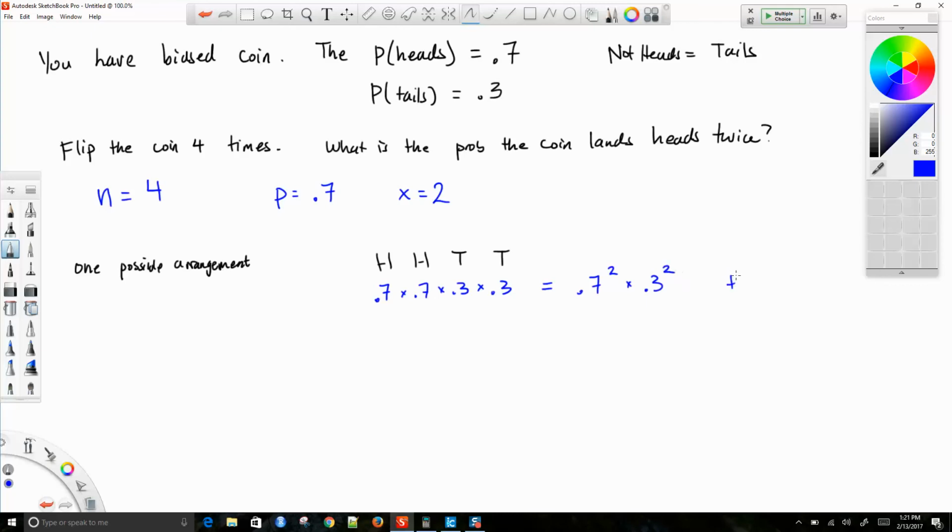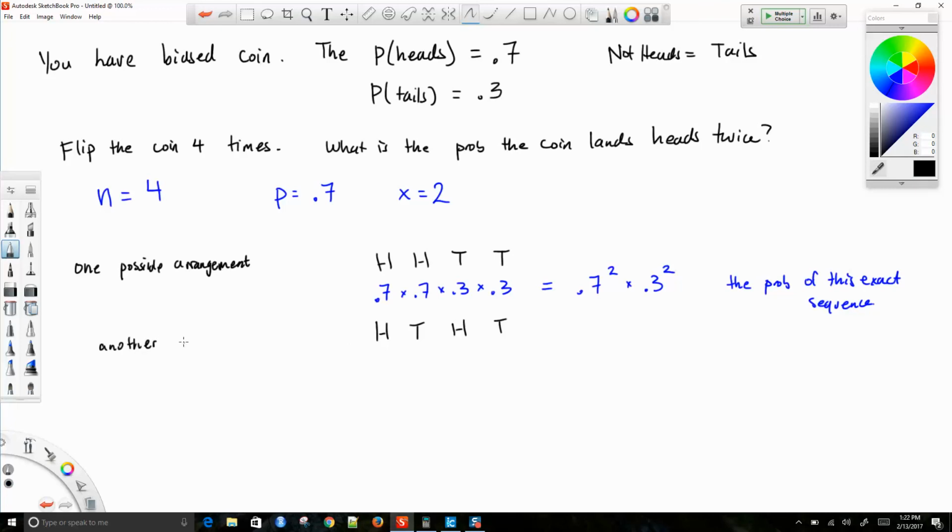This is the probability of this exact sequence. Okay, all right, what's another possible sequence? I can go heads, tails, heads, tails. This is another possibility. Okay, so I'll do another arrangement.